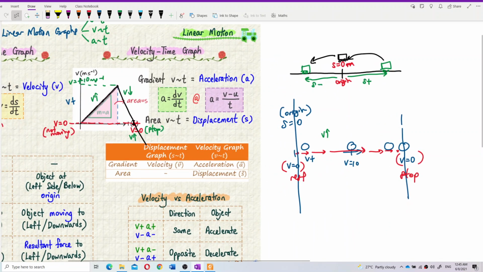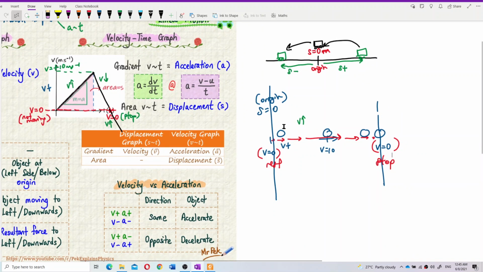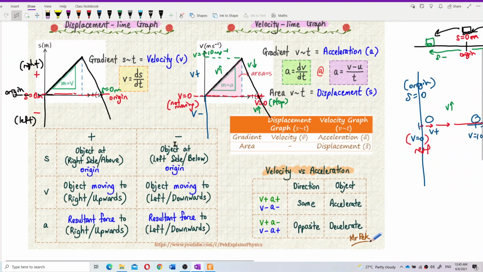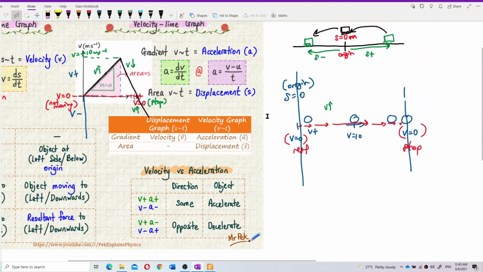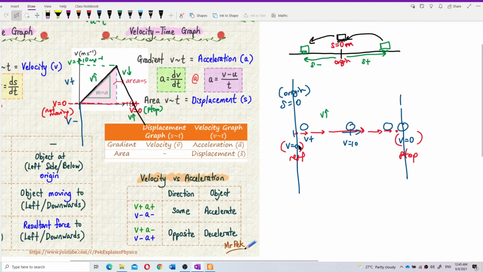Okay, but when the graph goes even lower, below the axis, the velocity is negative. Negative velocity means the object is now moving to the left or downwards. That means the object is now moving down to the left. Now it's going back to the origin. And then it becomes faster and faster, more and more negative. Do you see that? The velocity actually increases, but it increases in the negative direction. That means the car becomes faster and faster.